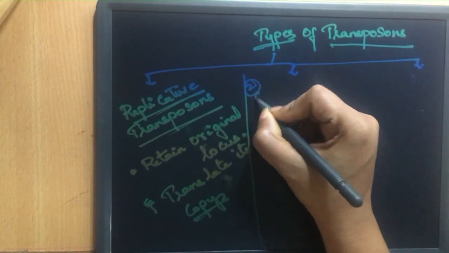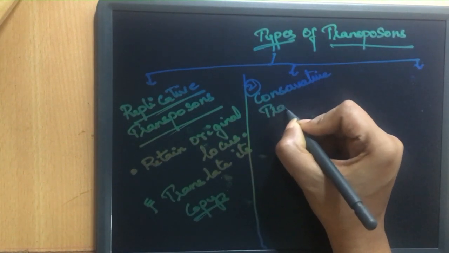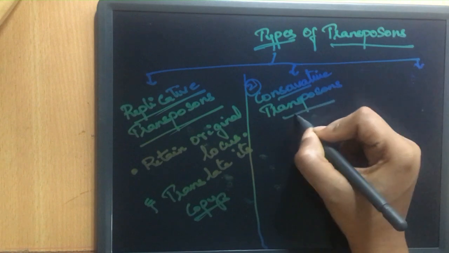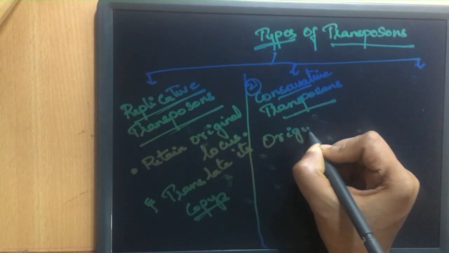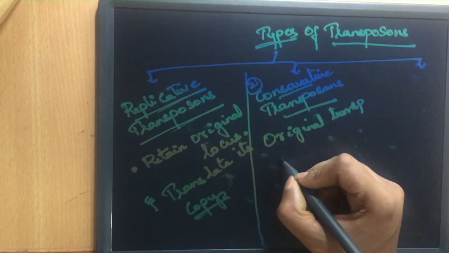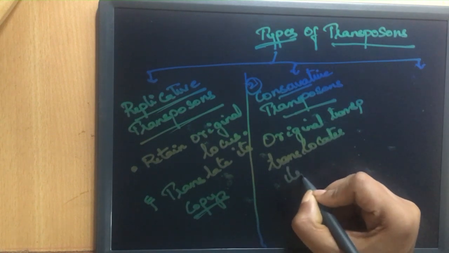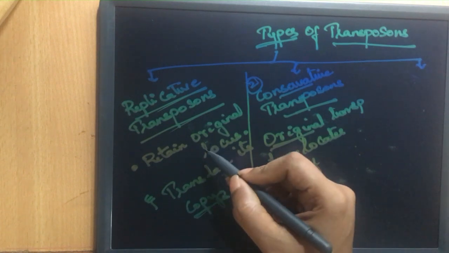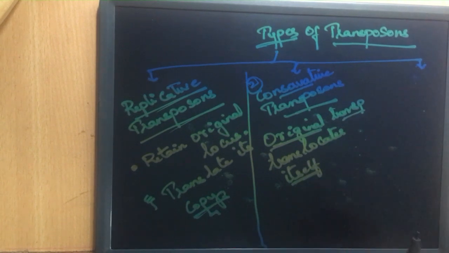The second one is conservative transposon. Here the original transposon translocates itself. The original one is itself participating. It is not making a copy and then participating; here the original transposon itself translocates itself.